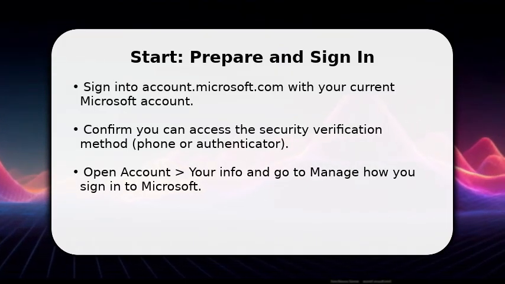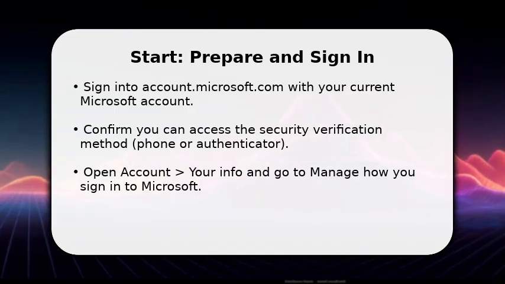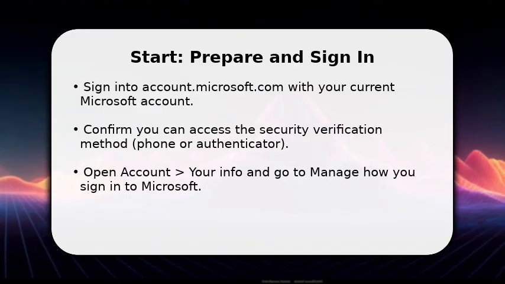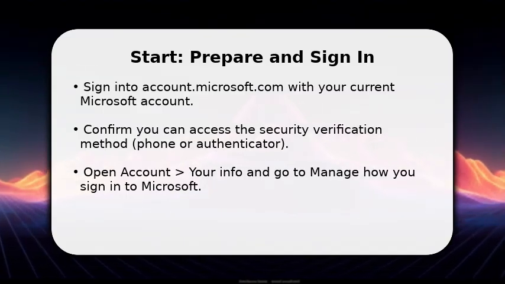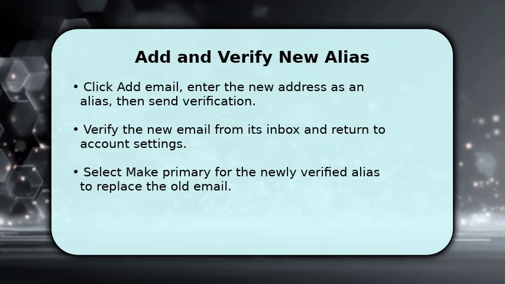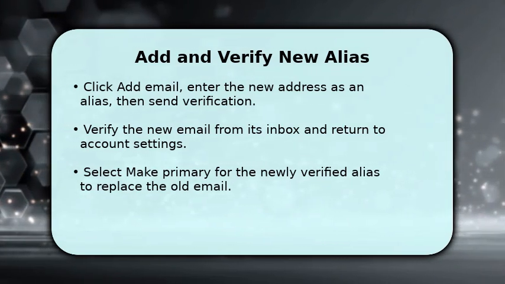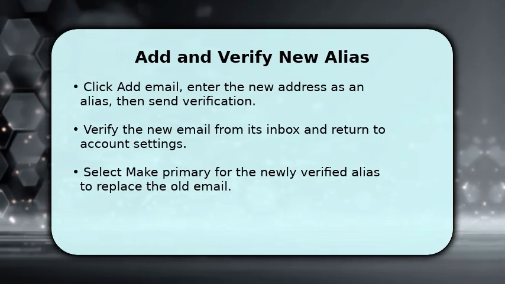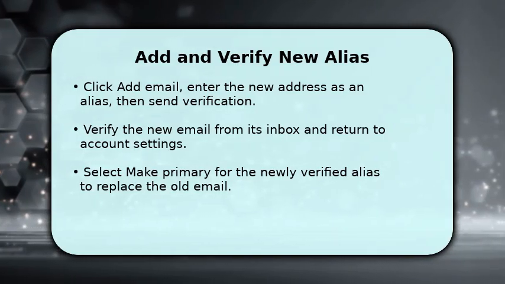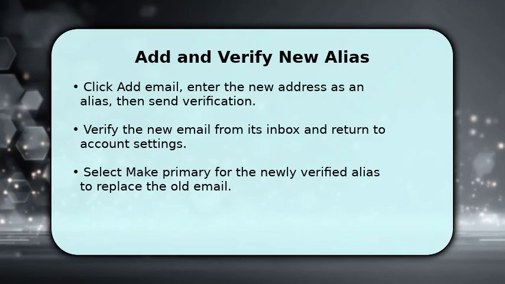If you can't access your phone or authenticator, resolve that before continuing, because identity verification is required to change aliases and primary addresses. Next, add the new address as an alias under Manage Sign-in Preferences. Choose Add Email, type the address, and request the verification email. Check that inbox and complete verification immediately, then return to the Microsoft account page.